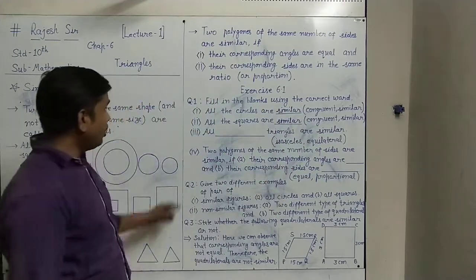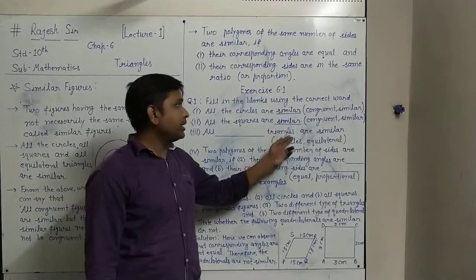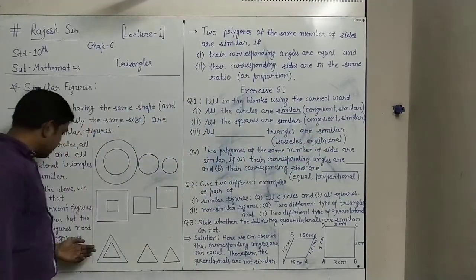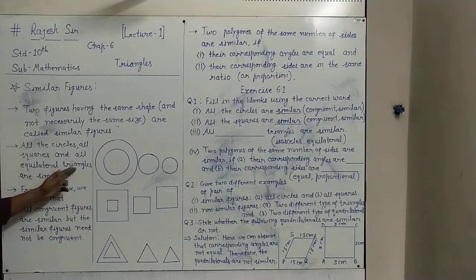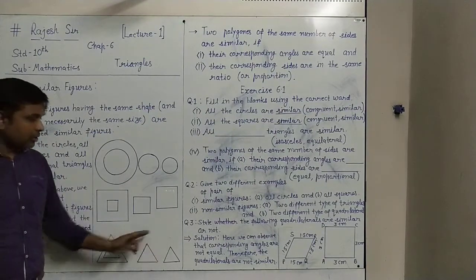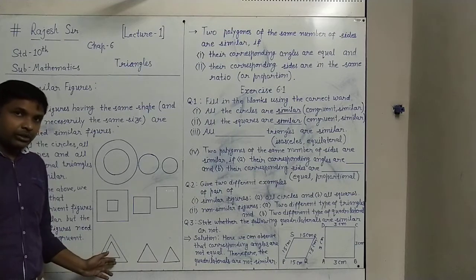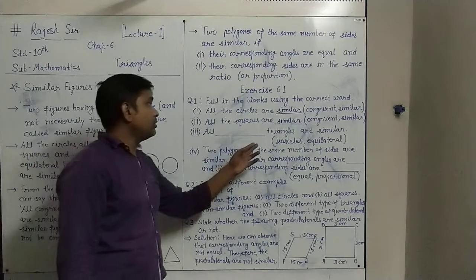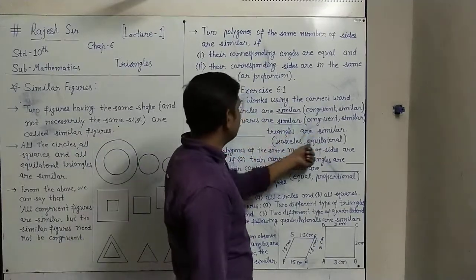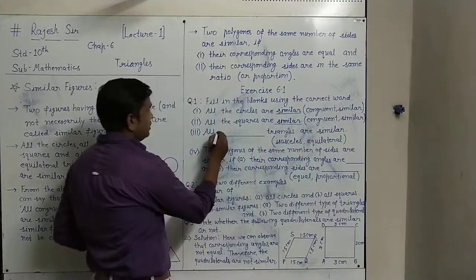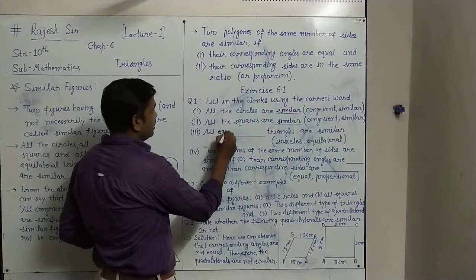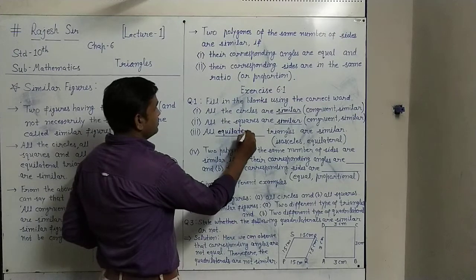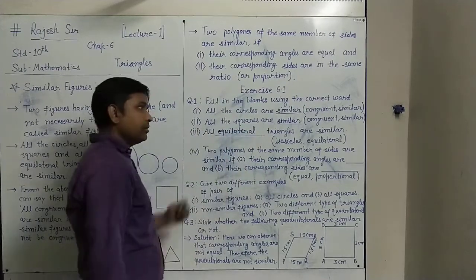Then, all dash type of triangles are similar: isosceles or equilateral. That also we have understood here: all the equilateral triangles are of the same shape but different size, so all the equilateral triangles are called similar. So which type of triangles are similar? Equilateral triangles are similar. So this will be the correct word.